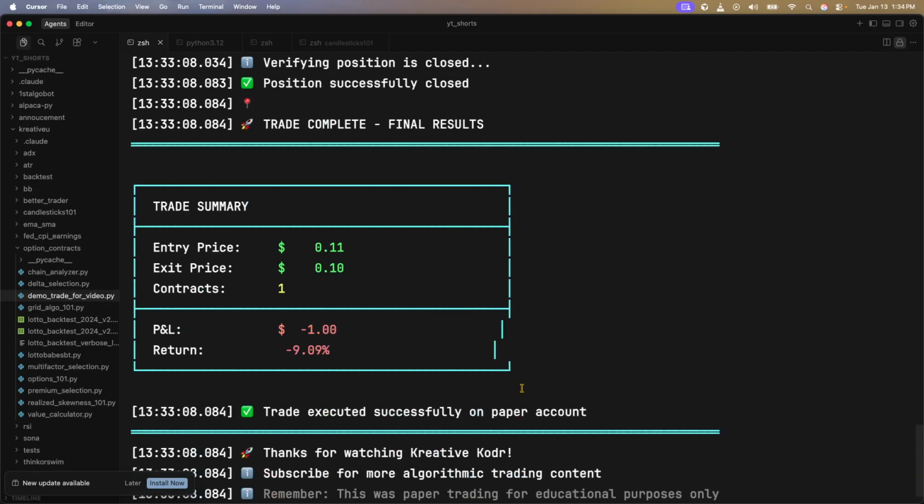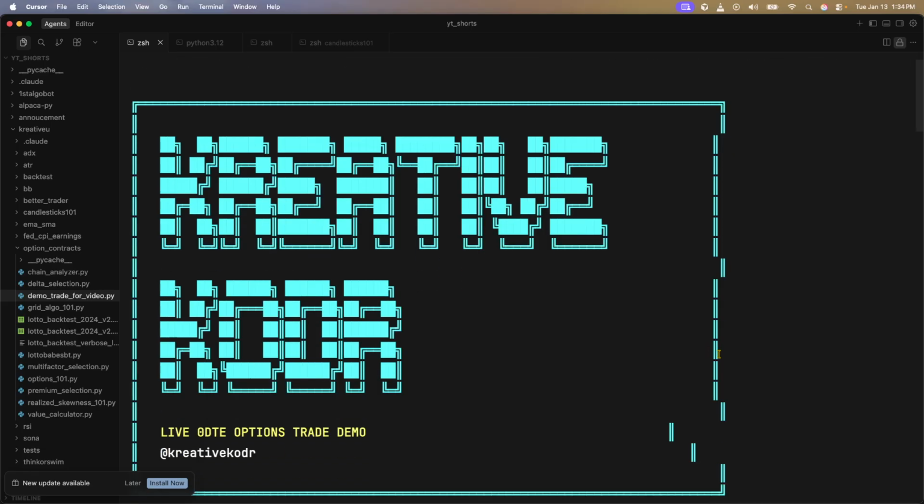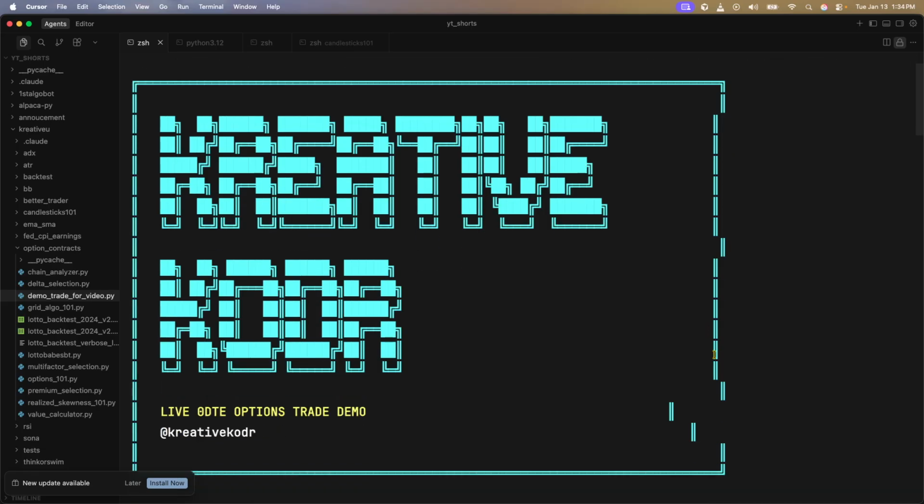Then after we close the position, here's our P&L, or our profit and loss. We got in at 11 and we got out at 10. We lost $1 or 9%. So this was definitely cool, definitely creative.